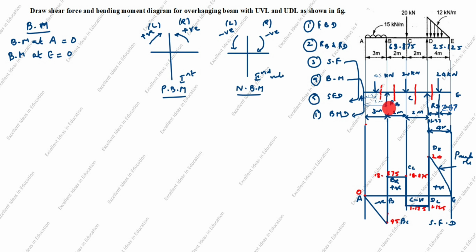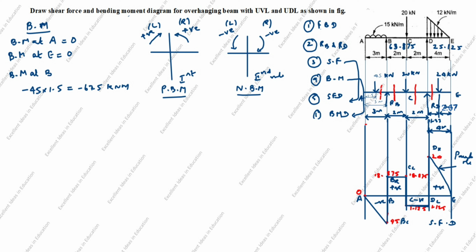Next we will take bending moment at B. You see this force. Before that one force is there. You see it goes anti-clockwise. This is left side. Left side anti-clockwise is minus. 45 into, what is the bending moment formula? Force into perpendicular distance. The perpendicular distance is 1.5, equal to minus 67.5 kilonewton meter.